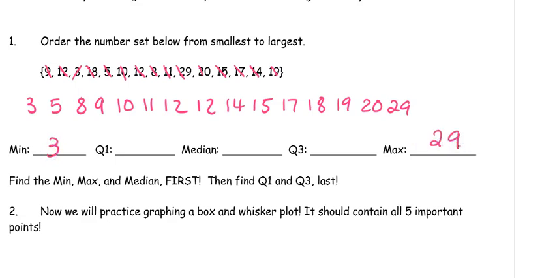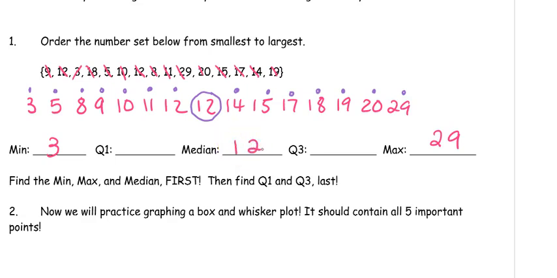Next thing we want to find is the median. Now normally we would cross off the numbers as we go, but I want to make sure we're able to read them, because we're going to need them again for Q1 and Q3, so I'm going to use dots instead. I'm just going to put a dot above each number instead of crossing them out as we try to find the median. Alright, so our median is 12.